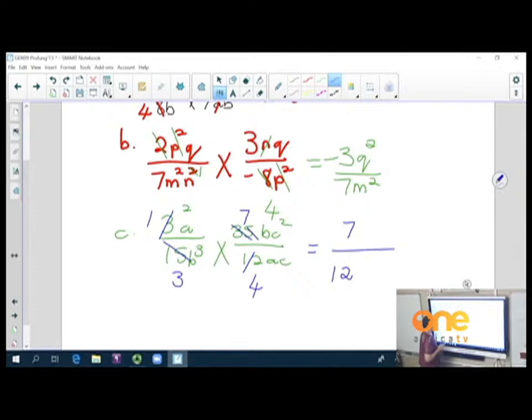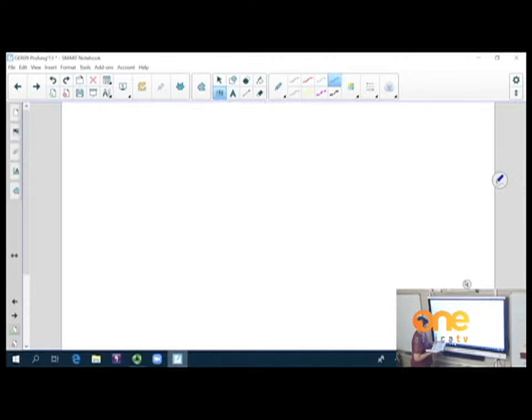Now the indices. A2 minus A1 is A to the power of 1. If there's nothing, there's a 1. B4 minus B3 is B to the power of 1. And C2 minus C1 is C. You don't need to write those ones, but that is then the answer for this one.